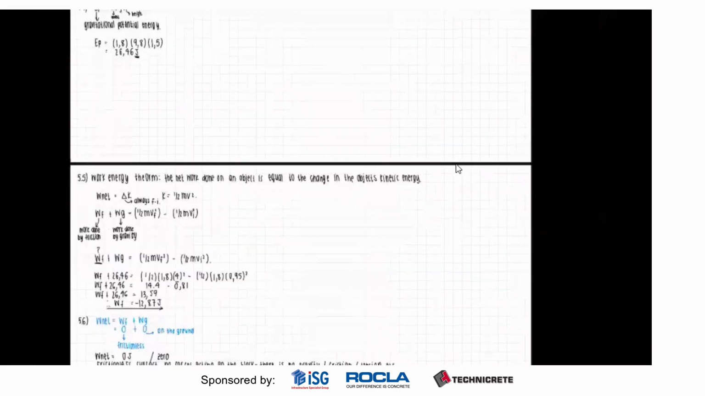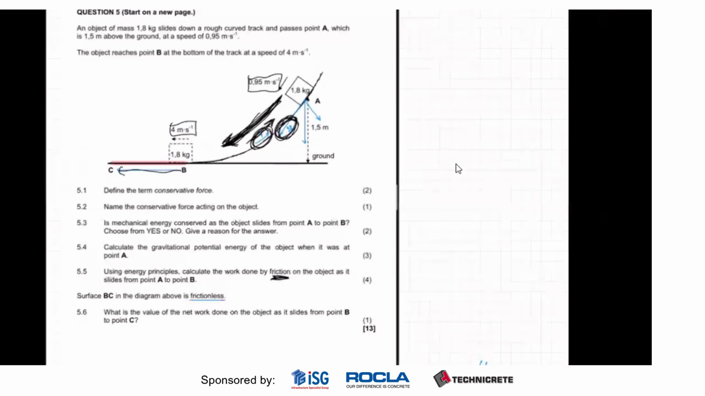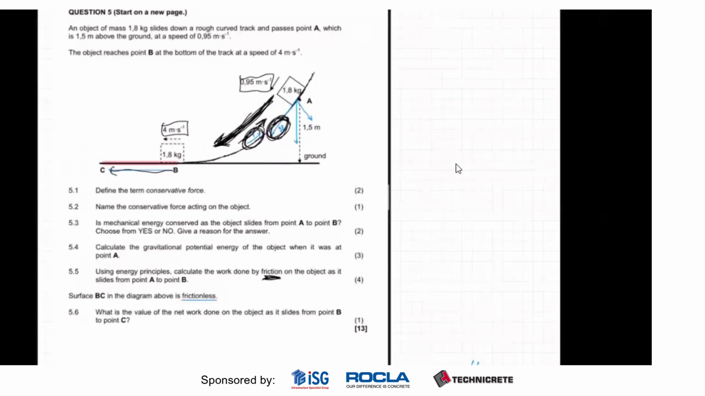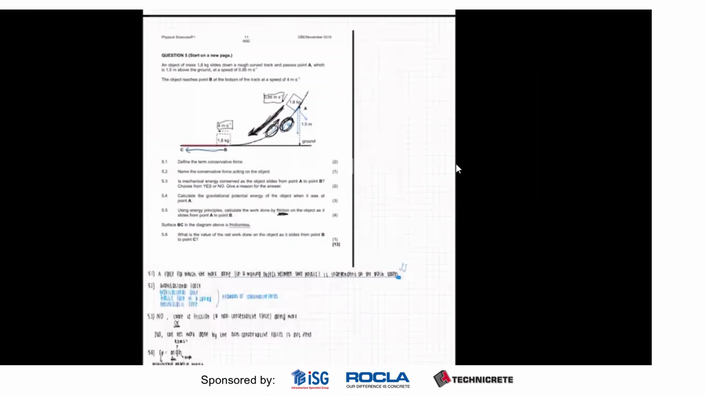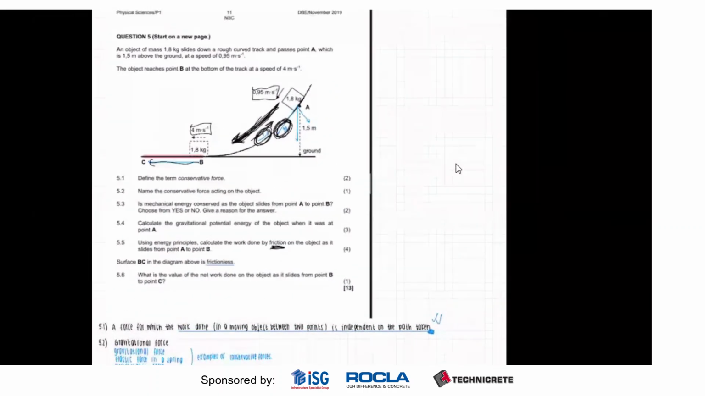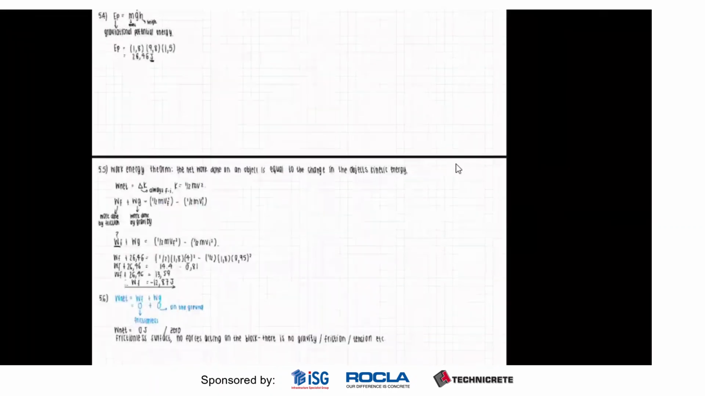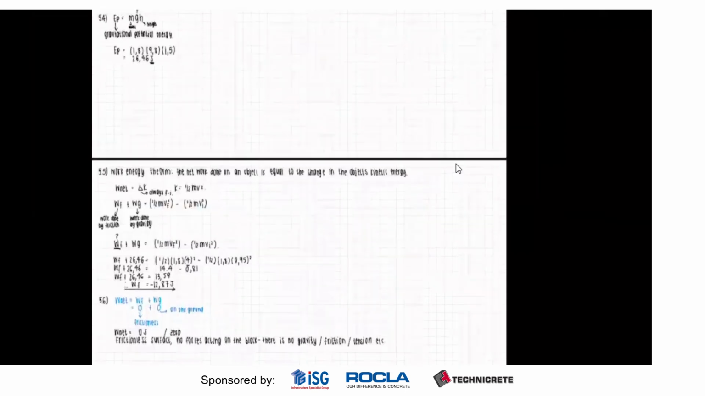So no work has been done on this block when it slides from point B to point C. It's just going to carry on for as long as it can because there's no friction holding it back, and there's no gravity that's going to make it go quicker, or friction that's going to make it go slower. So there is, in fact, no work being done. That is it for question 5.